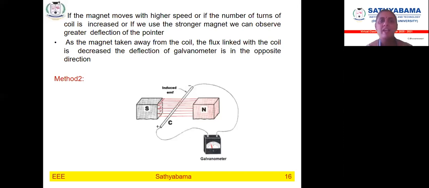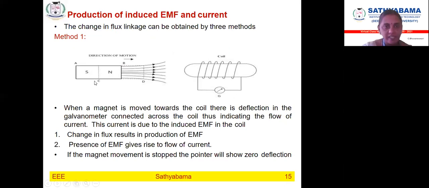As the magnet is taken away from the coil, the flux linked with the coil decreases, and the deflection of the galvanometer is in the opposite direction. Whatever I explained, it is the same thing: when the magnet is going nearby the coil, there will be greater deflection, and when it is taken away from the coil, the deflection will be less.